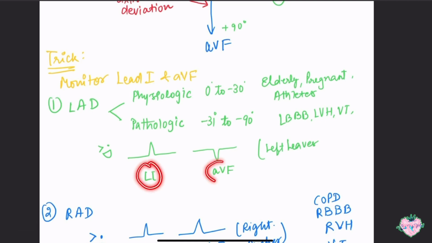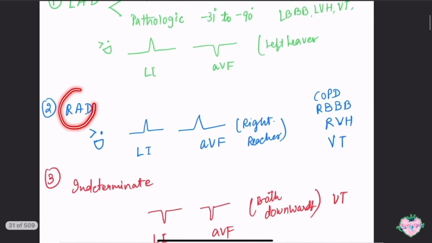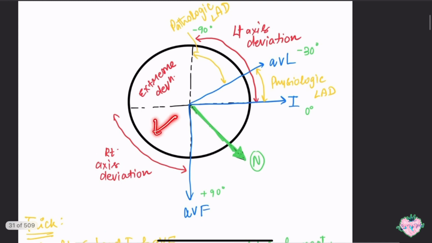Now the main trick which you need to understand is that if we consider lead 1 and AVF in ECG, you will find that the wave in lead 1 will be upright and the wave in AVF will be inverted. So this means that there is a left axis deviation, and you will learn it with the phrase 'left leaves'. You can see, of both these waves, one is going downward and one is going upward. You can learn this by remembering that these two waves are opposing each other and going away from each other.